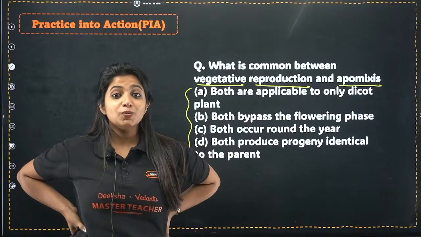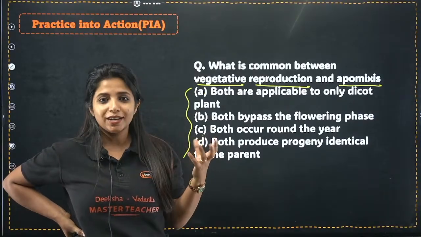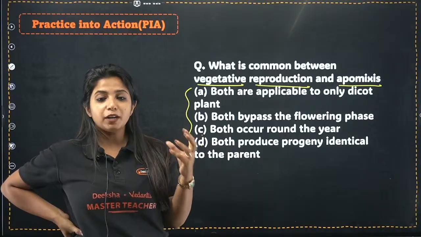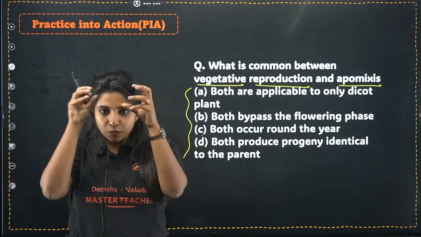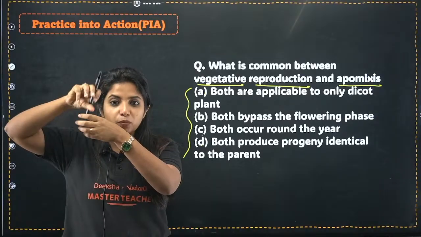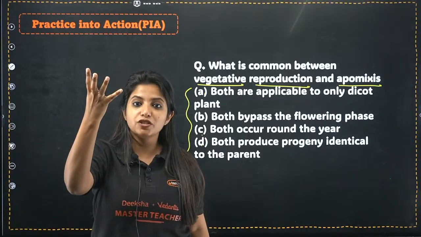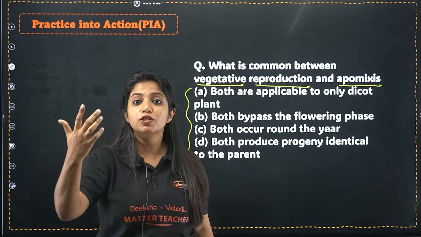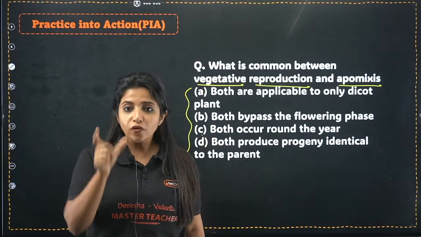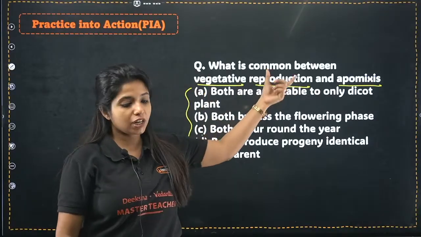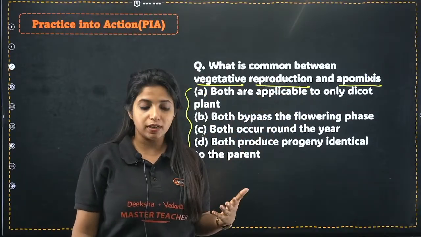Vegetative reproduction means what? You're talking about asexual reproduction, from vegetative parts. For example, you might have seen bryophyllum. From the notches you get small plantlets, and they fall off and give rise to a whole new plant. It's the leaf which is producing it, right? It is a vegetative part, not the reproductive part. So if you have been asked what's common between vegetative reproduction and apomixis, what would be your answer?